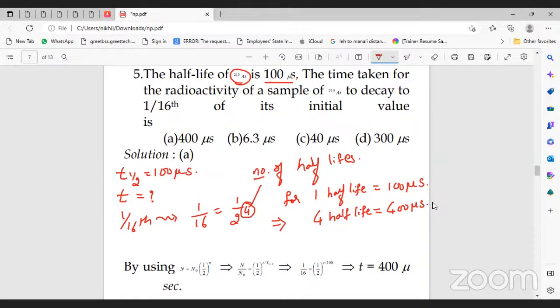So for one half-life, the time taken is 100 microsecond. For 4 half-lives, the time taken is 400 microsecond. So which is the right option? Option A, 400 microsecond.